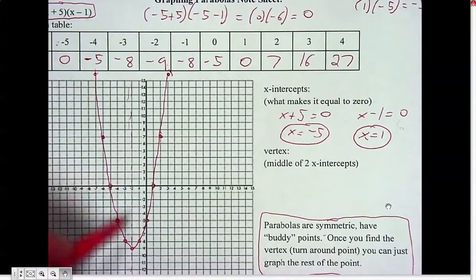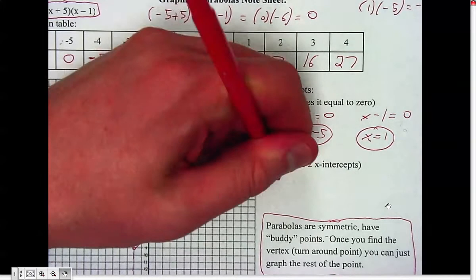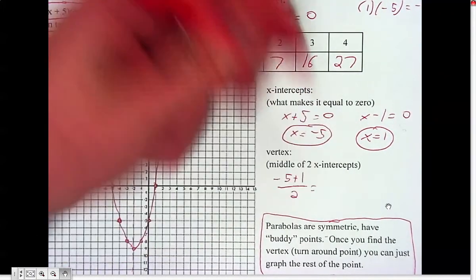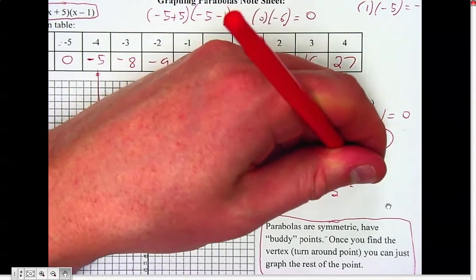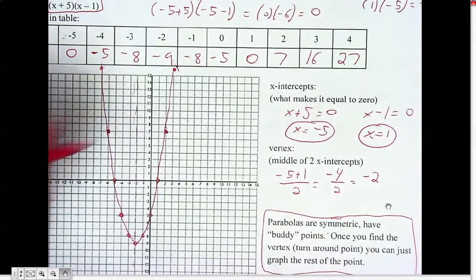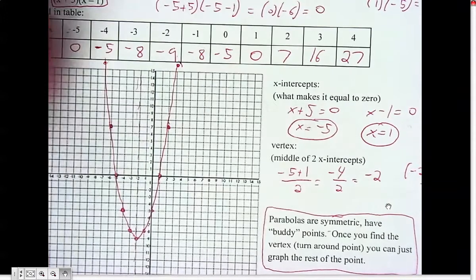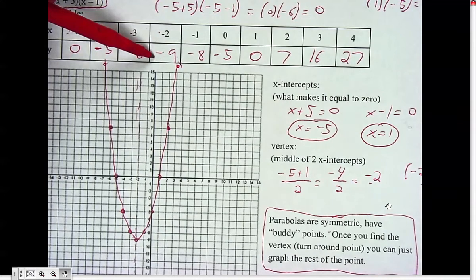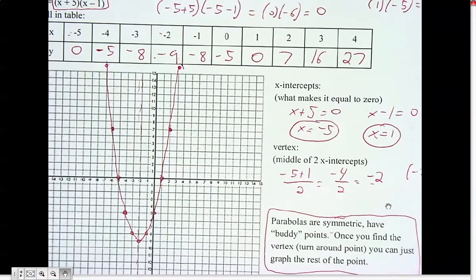Those are equally spaced from the vertex. The vertex is in the middle of the two x-intercepts. Remember, we found it on our graph already, but just algebraically, we know that we average them. So we get -4 over 2, which is -2, that's the x-coordinate. Then to find the y-coordinate, I'm going to plug -2 into the equation. But I already did that up on the table, and so there's (-2, -9) is the vertex, which matches up with what I had on the graph.